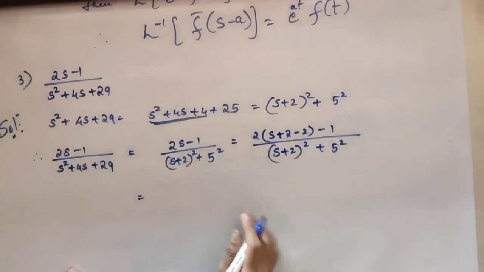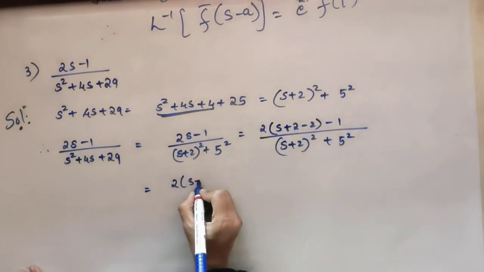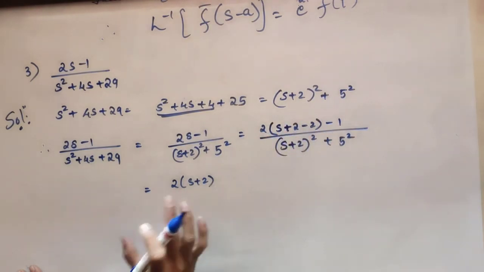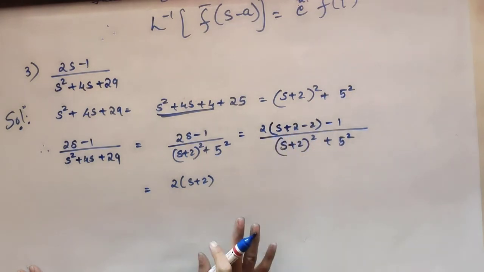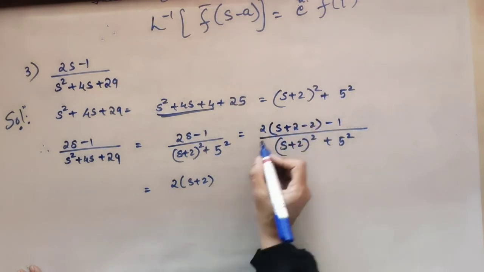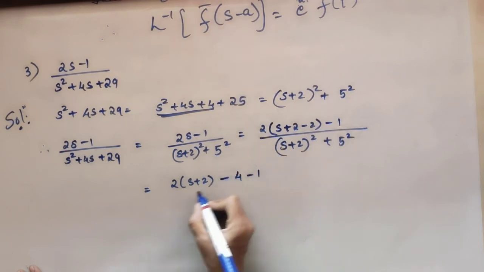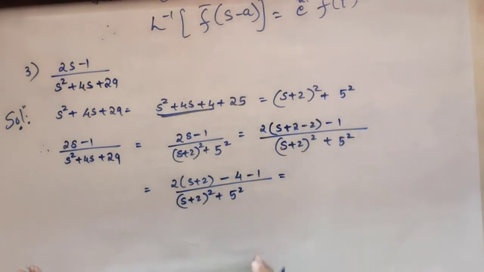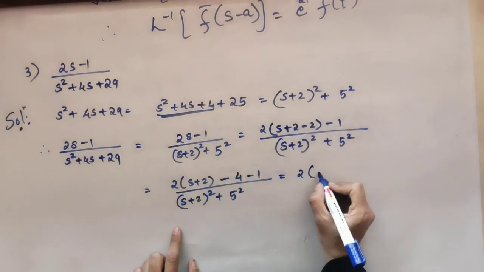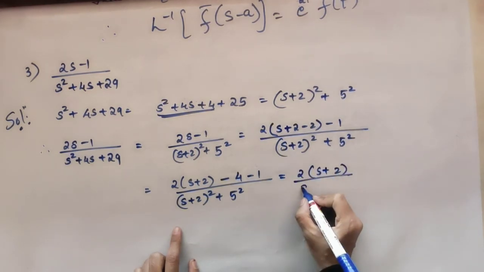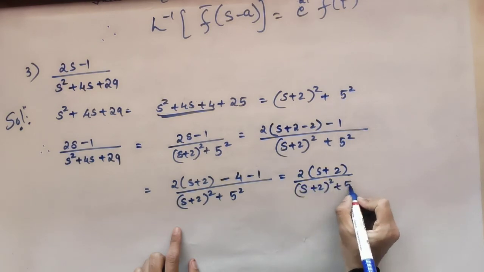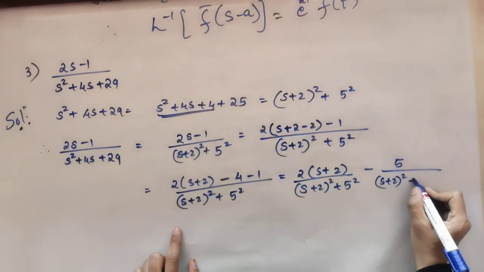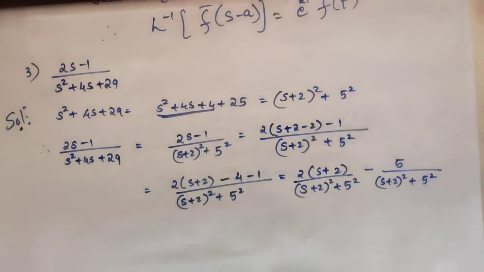Now this will be equal to what? It is nothing but 2 times s plus 2. I am going to keep it as it is, because I don't want to change that s plus 2. Now 2 into 2, with the minus sign, so minus 4 minus 1 divided by s plus 2 whole square plus 5 square. Now this can be further simplified: I am going to separate the terms, those which have s and those which are independent of s in the numerator. So minus 4 minus 1, minus 5, divided by the same denominator. I hope it is clear to all of you till here.